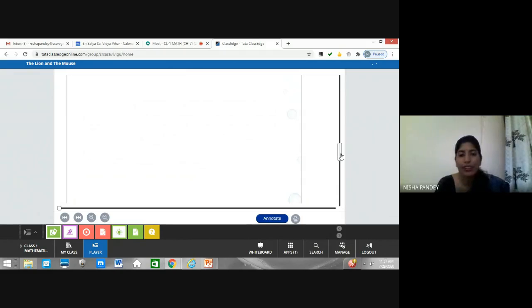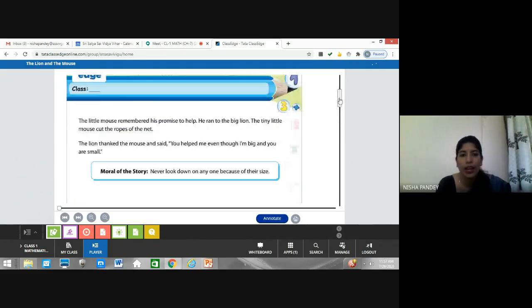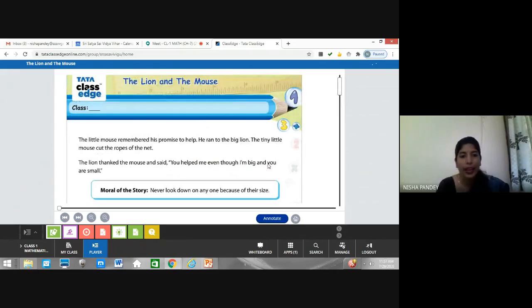You must have heard this story before even. So, phir, aapko pata hai mouse ke teeth kitne strong hote hain na, sharp hote hain. Toh usne apne teeth se saare jaal ko kaat diya aur wo lion usse bahar aa gaya. The little mouse remembered his promise to help. He ran to the big lion. The tiny little mouse cut the ropes of the net. The lion thanked the mouse and said, "You helped me even though I am big and you are small."